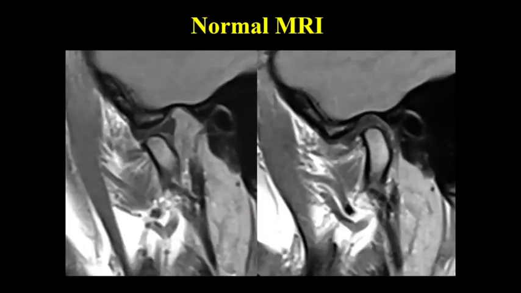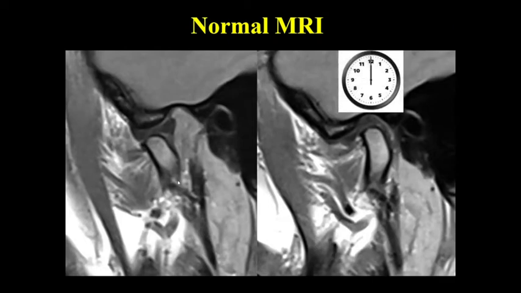Here in the open and closed mouth position, we see a normal meniscus or disc, which is this iso-intense structure, again biconcave or bow tie shape. The posterior band of the meniscus should be perpendicular to the condylar head at a 12 o'clock position when we look at the face of a clock.